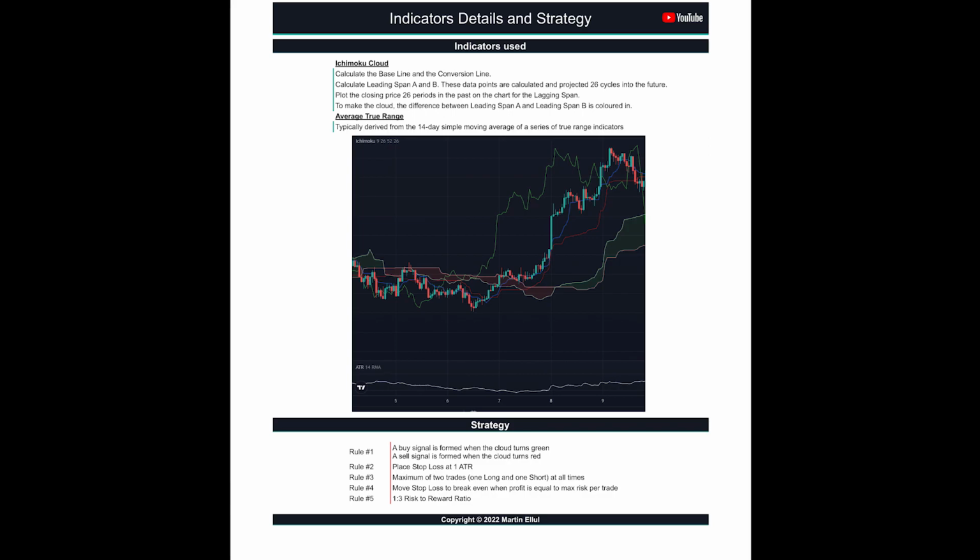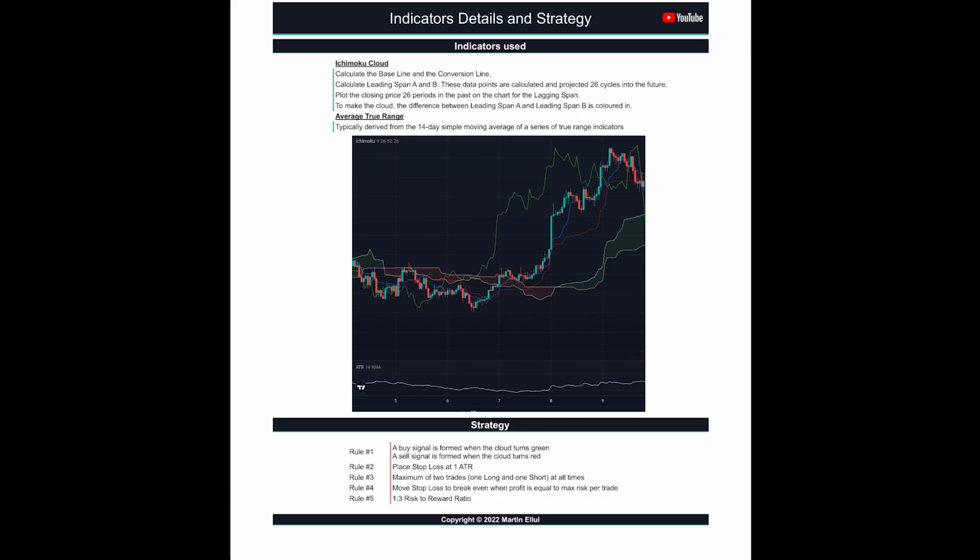So what exactly does the Ichimoku Cloud tell you? Using averages, the technical indicator displays relevant information at a glance. When the price is above the cloud, the overall trend is up. And when the price is below the cloud, the trend is down. And when the price is in the cloud, the trend is trendless or transitioning.